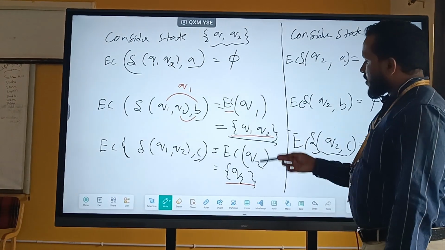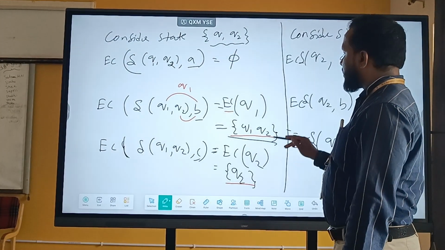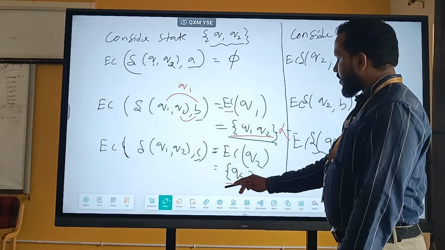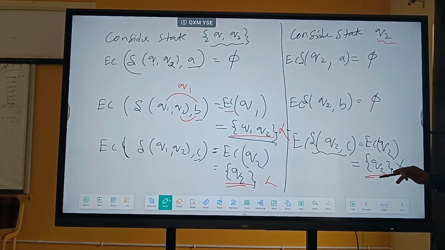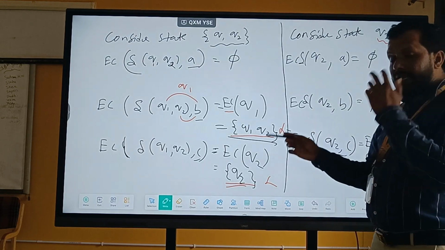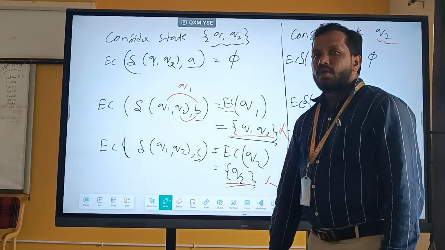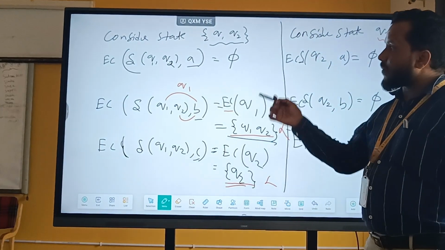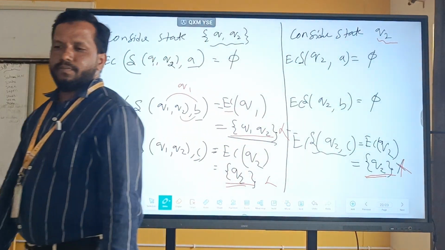So now consider what states we got here. Yes, Q1 and Q2. This is already considered, no need to consider once again. Here we got a state we already considered, no need to consider. Until we get a new state, we need to apply the same method. Next we need to write a transition table of these states. I'll explain that after this video.